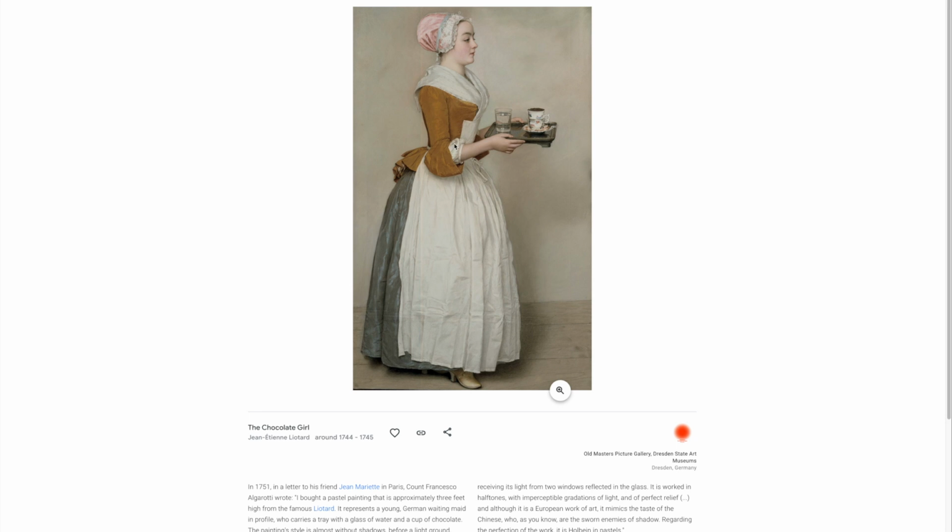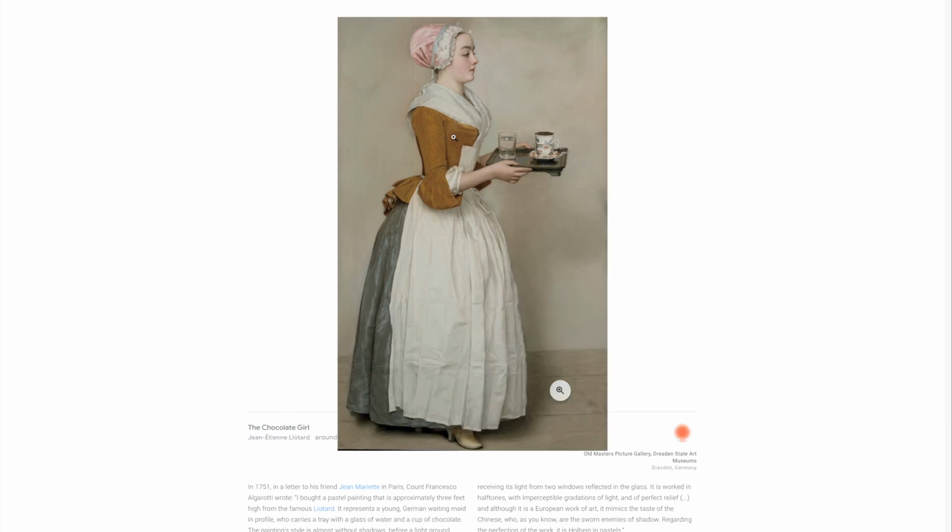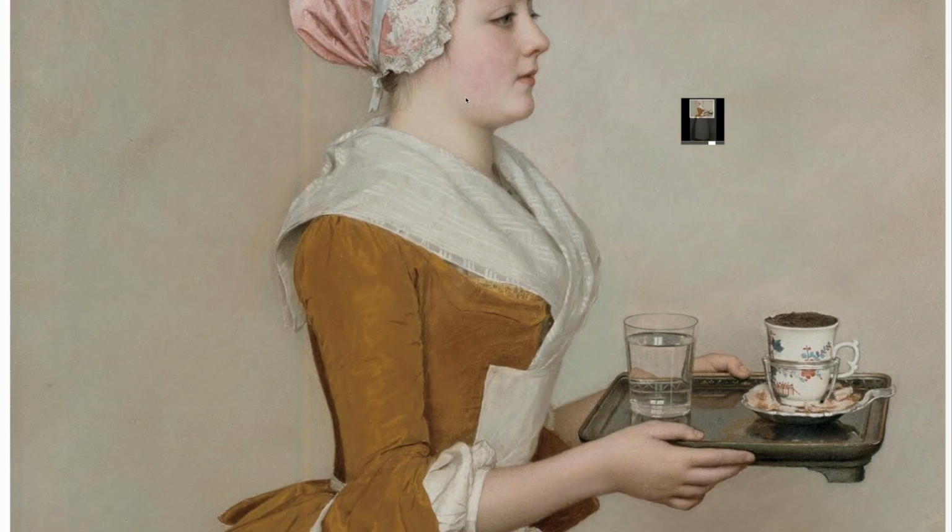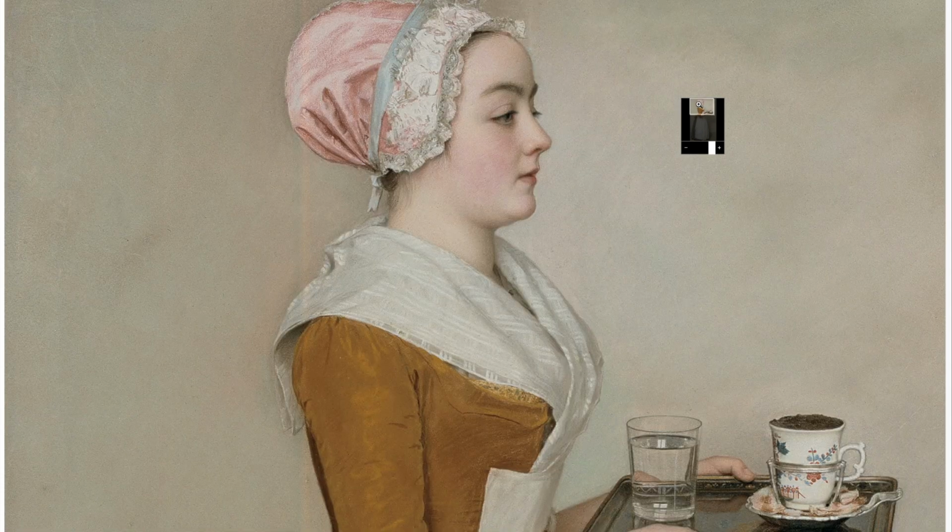But what I like about this is that we can easily zoom in so that we can get a really detailed look at the artwork. If we look at this starting from the top and going down, we can see that she is wearing a cap of some kind.